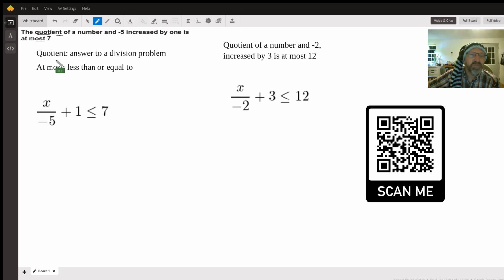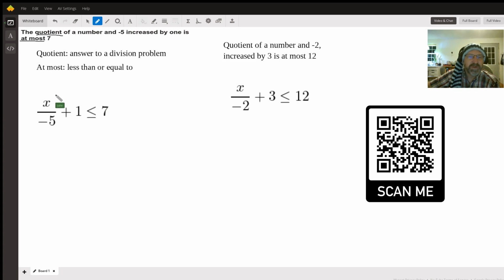Excellent. So let's break this apart. The quotient of a number, so the answer to a division problem, x is the number we don't know, and -5. If we increase that answer by 1, so plus 1, is at most 7. In other words, less than or equal to 7.